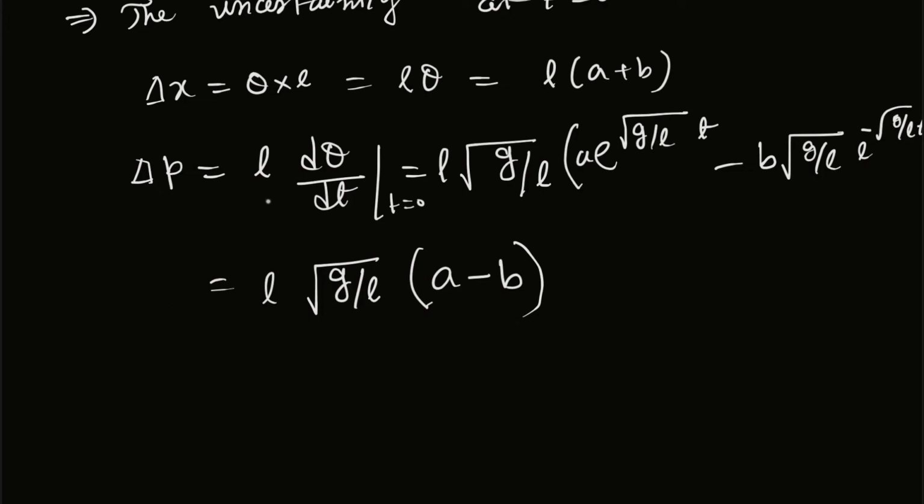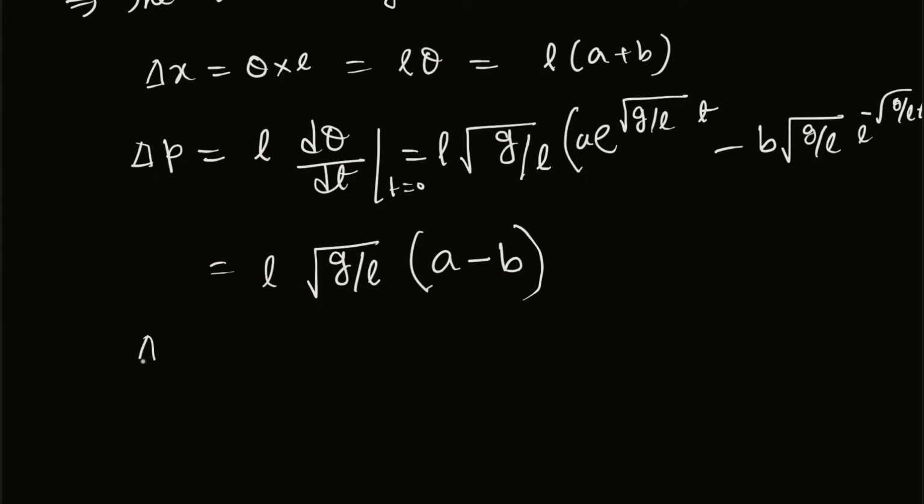Now what will be the delta x, delta p? If we assume this is a Gaussian wave packet, that means the uncertainty is minimum, that means delta x delta p should equal h cut by 2, that means l square g.